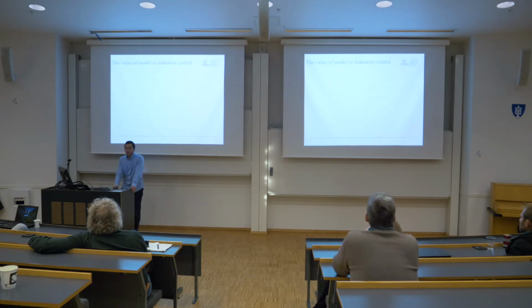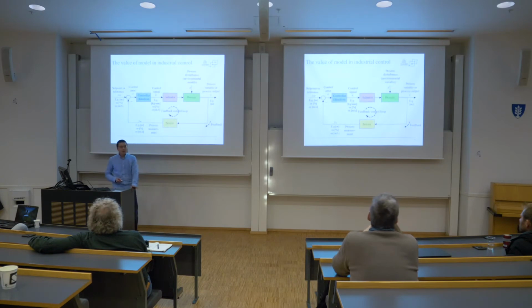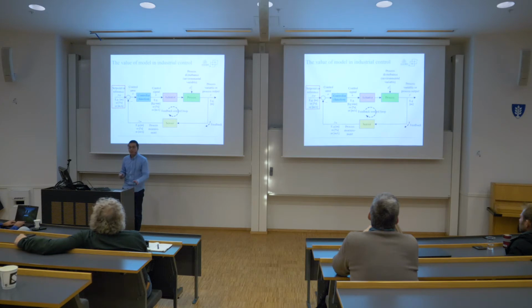In industrial process control, why do we need a model? A model can help us in all aspects of industrial control. If we take a look at this classical feedback control loop, we can find that a model can help us with almost any component in the process control. For example, for the set point, we can predict the set points to give the operators enough time to take different actions for the control.